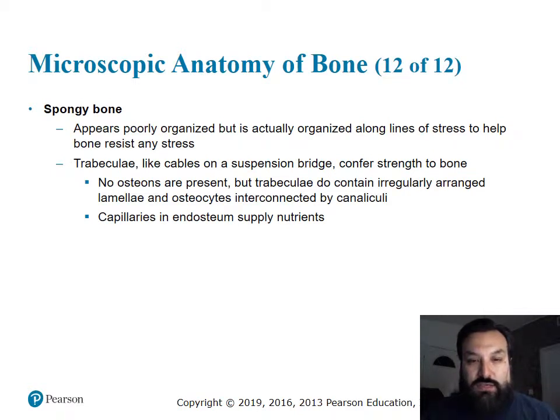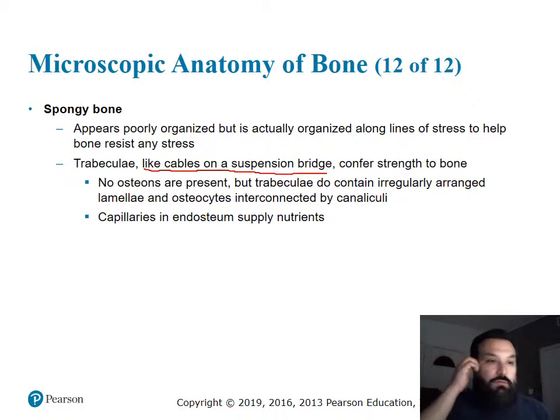This is actually a really easy way to think about it, right? Trabeculae are like cables on a suspension bridge. They hold up things, right? Hold it in place. And that's what the trabeculae, the Swiss cheese, spongy tissue that makes up spongy bone, does there.